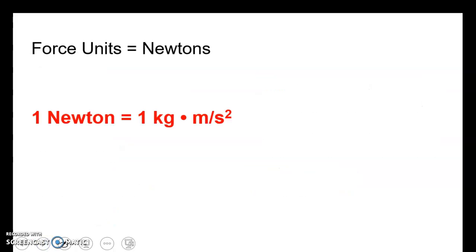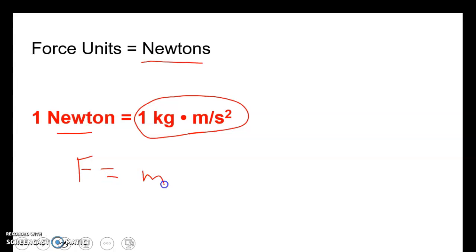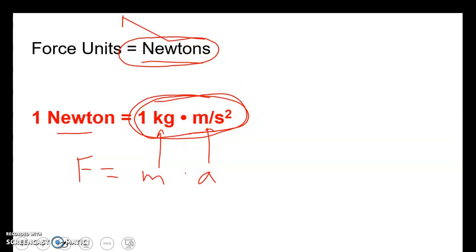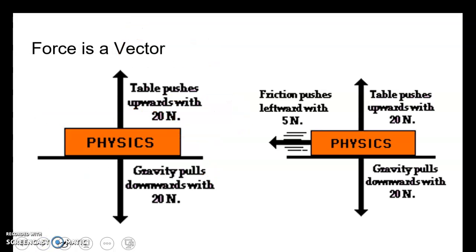So when we talk about force, the units are in newtons. 1 Newton is the same as 1 kilogram times meter per second squared. Now, this goes into Newton's second law, where force is equal to mass, which is in kilograms, times acceleration, which is meters per second squared. So F equals ma is how we get the term Newton. Newton, from Newton's laws, is mass times acceleration, 1 kilogram times meter per second squared. So force is a vector.